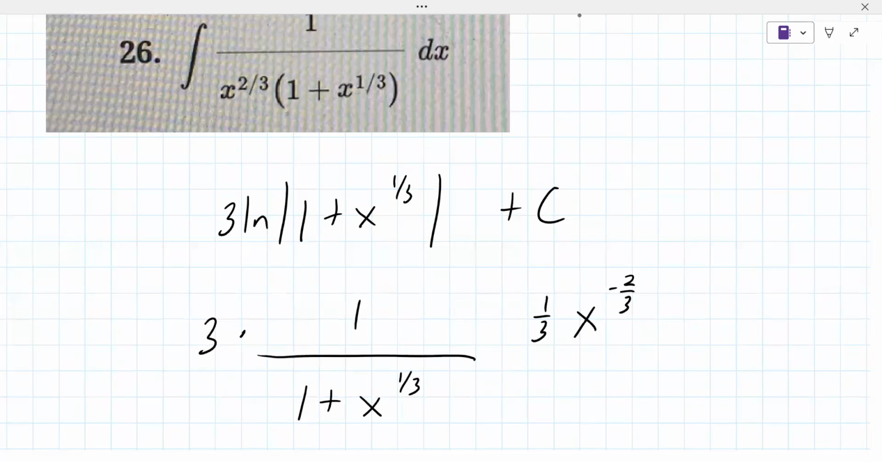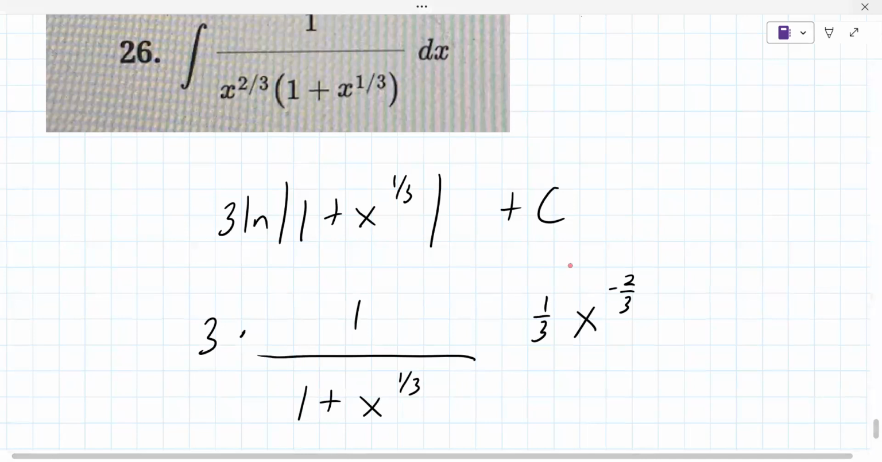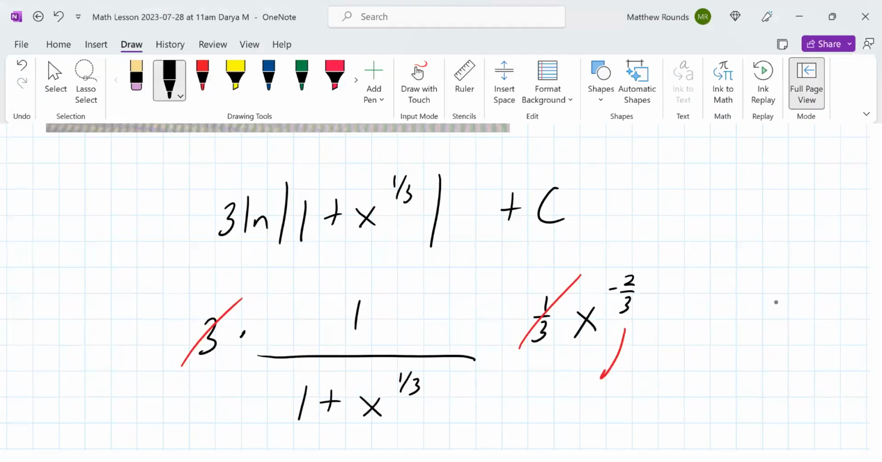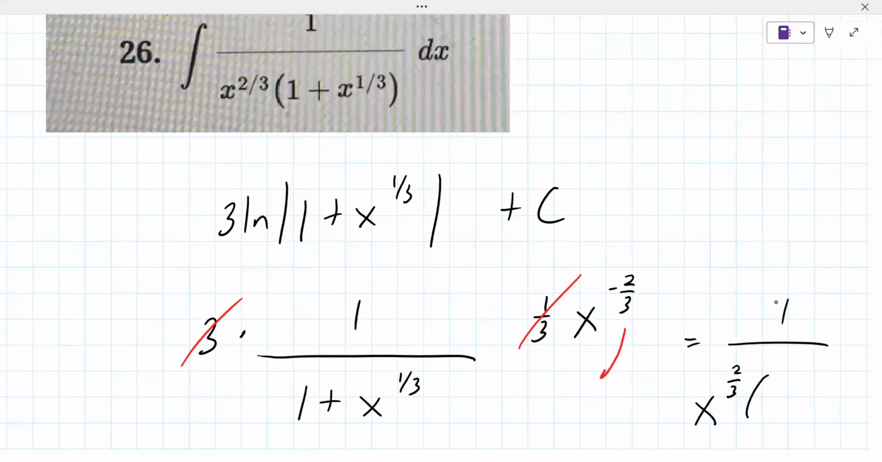And here's the good news that you've done this correctly. This cancels with this, and this goes to the bottom. So it becomes 1 over x to the 2/3 times 1 plus x to the 1/3. Like that, and you've done it.